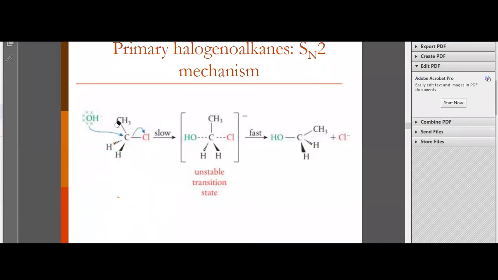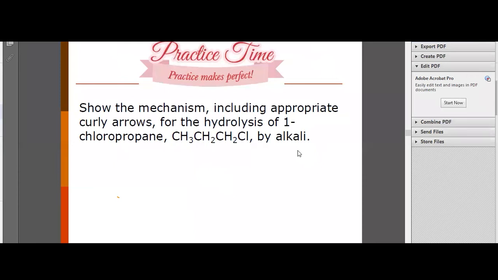So the question is, how does the nucleophilic substitution of a tertiary halogenoalkane occur? It will use another mechanism later on. Okay, let's practice SN2 first. Try this.